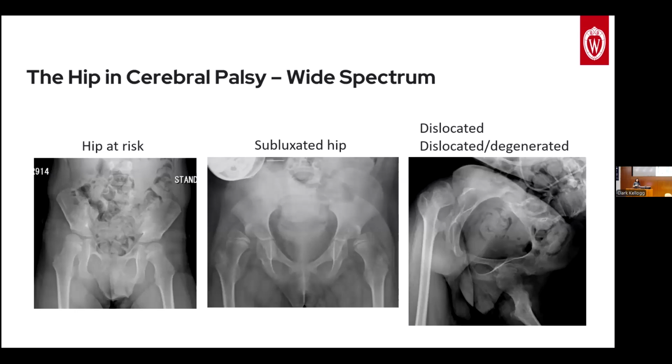Normally, once the hip passes 40% of migration, meaning more than 40% of the hip is uncovered by the acetabulum, we call that subluxation, and then we start to become really worried, and that's also when we start bringing up the surgery word in our conversations with families. Worst case scenario is on the far right. This is a hip that's dislocated. Worst case scenario is a hip that's dislocated and develops degenerative arthritis, okay?